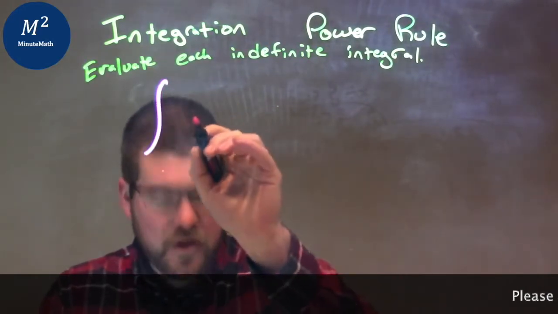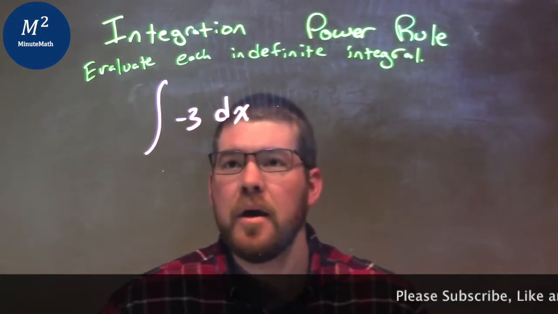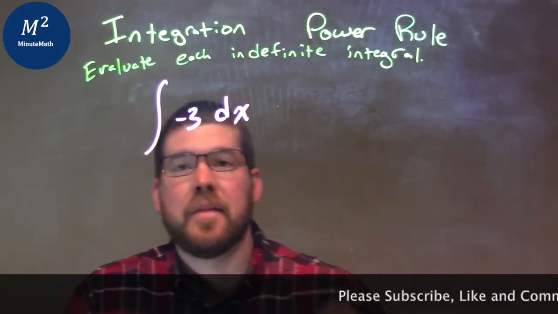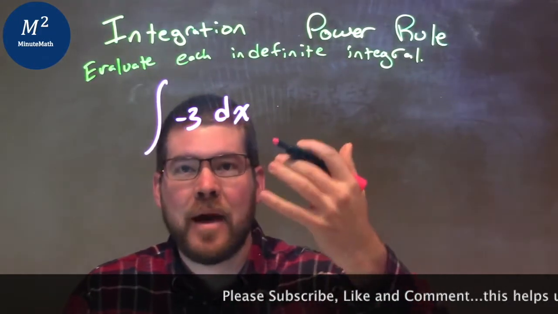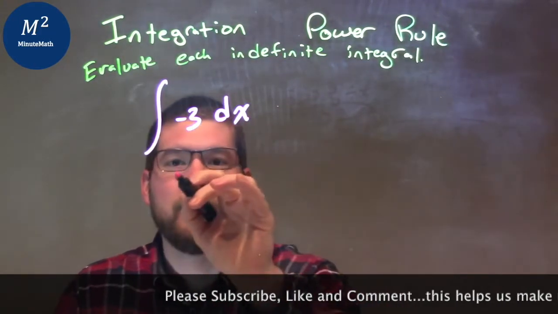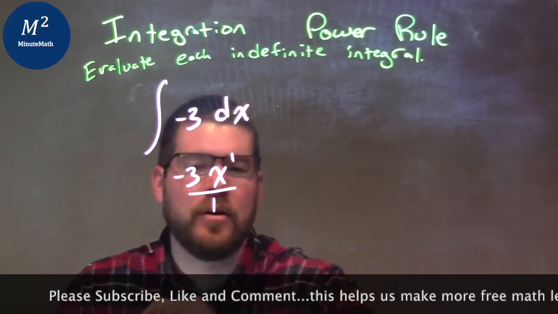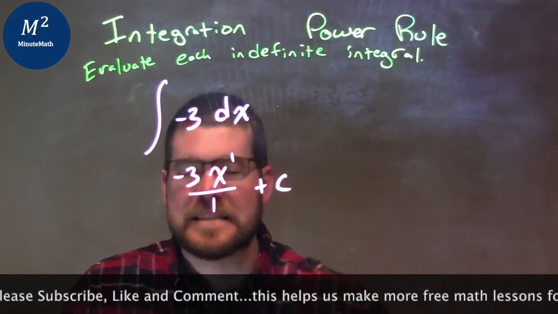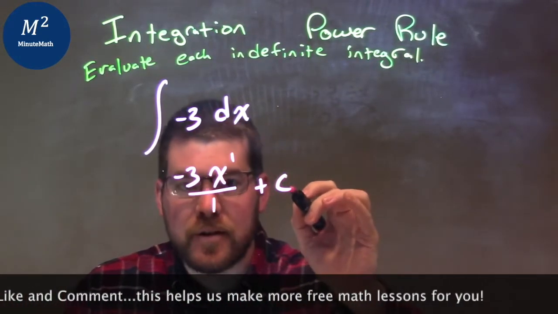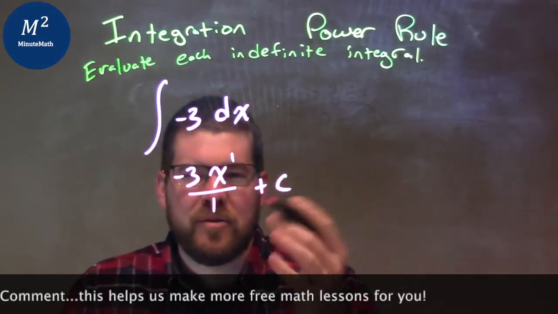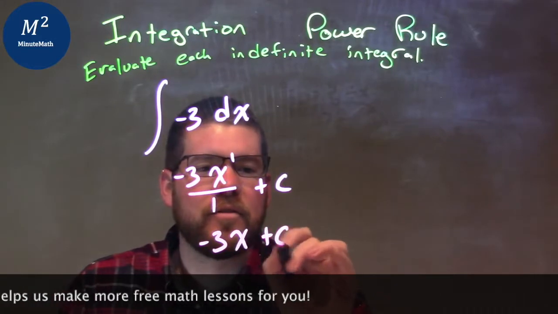Integral of negative 3 dx. So what I like to imagine is that the negative 3 has x to the 0 power right next to it. So if we add 1 to that exponent, we have negative 3, the constant, x to the first power divided by that exponent 1, plus c. There's nothing else that we can add there, so we always have that constant. Now, 1 divided by negative 3, we don't really need that 1, and so the answer is simply negative 3x plus c.